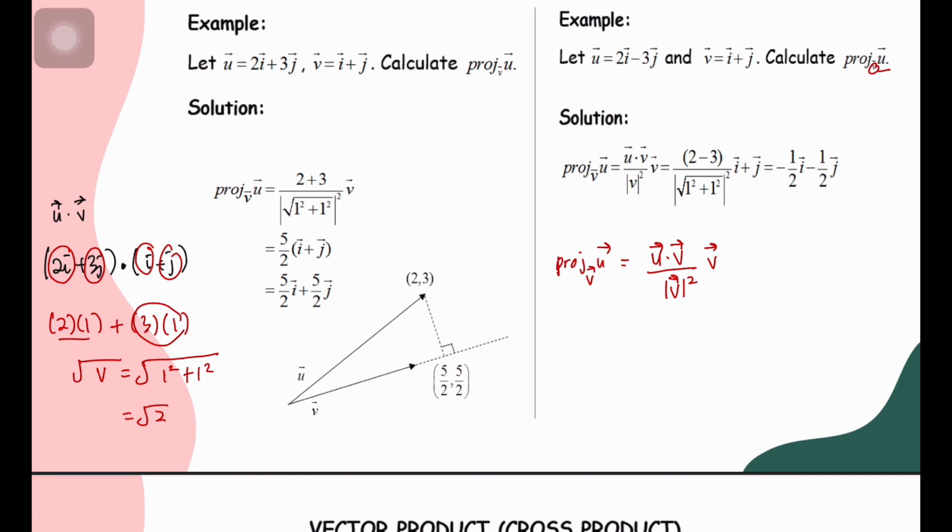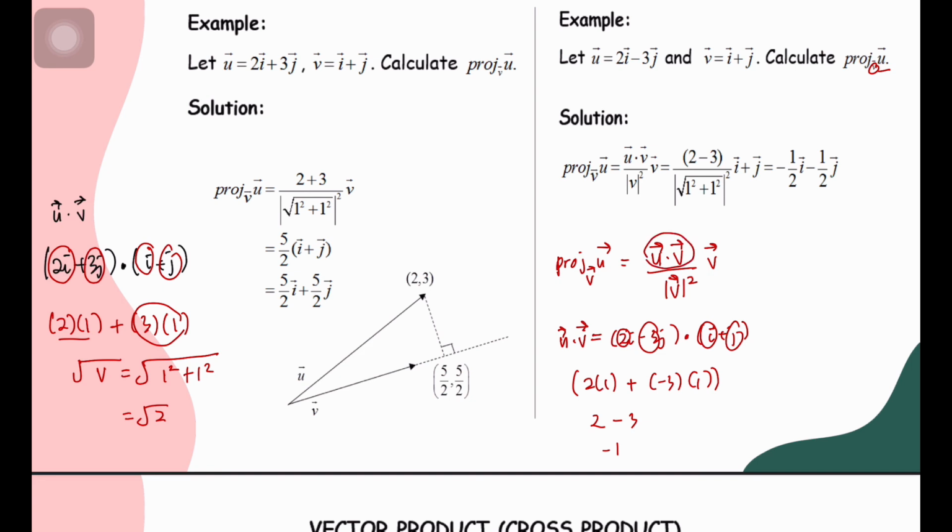Okay, so now we need to find the dot product first, u dot product with v. So our u is 2i minus 3j, dot product with i plus j. So 2 multiplied by 1, plus negative 3 multiplied by 1. So we have 2 times 1 is 2, negative 3 times 1 is negative 3, so 2 minus 3 is equal to negative 1. Therefore, the dot product is equal to negative 1.